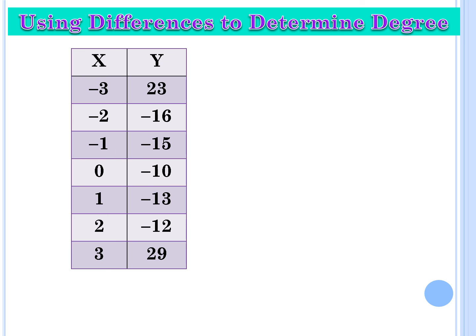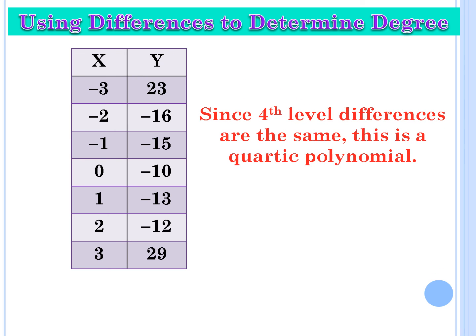Okay, let's have you try it. So hit pause, determine the degree, and when you're ready to check your work, hit play. Okay, let's see how you did. Fourth level. You had to go out to the fourth level to get the differences to be the same. So this is a quartic polynomial.